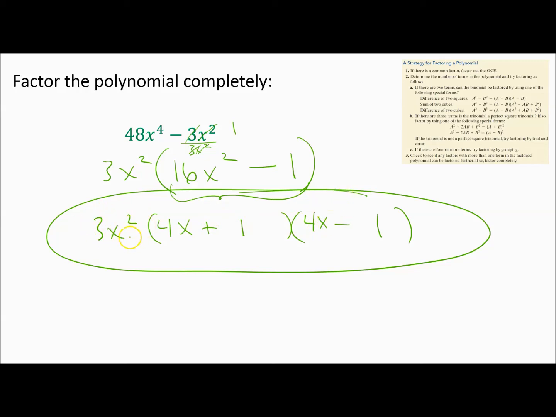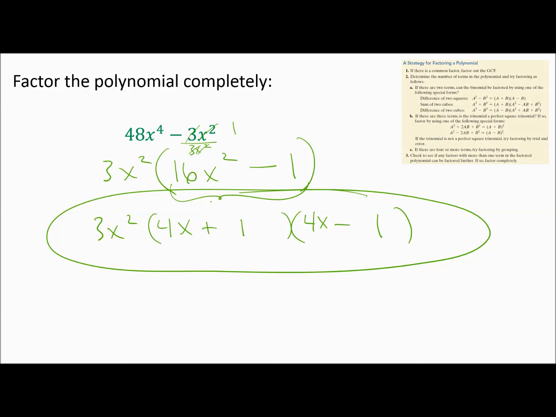And then this 3x squared up front, it's a monomial, so it won't go any further. It means one term. So you're completely finished factoring, and if you wanted to check it, you could distribute this back inside to make sure that's right. You can multiply this out and make sure that's right. But we've got it right.